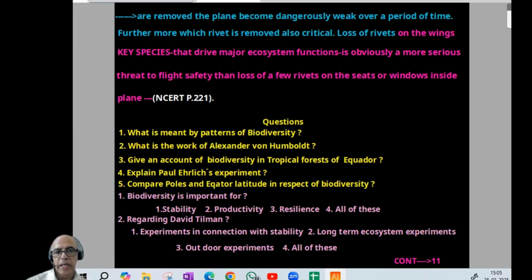Stability experiment by David Tillman. Two famous experiments, usual question. Then after that, 5 theory questions, 5 NEET model questions with the key.